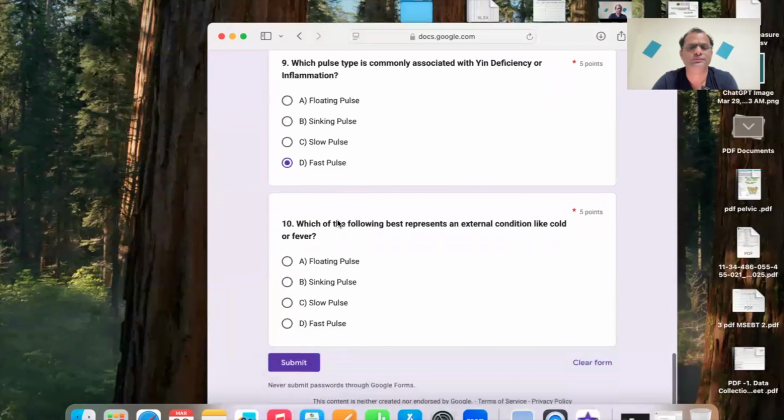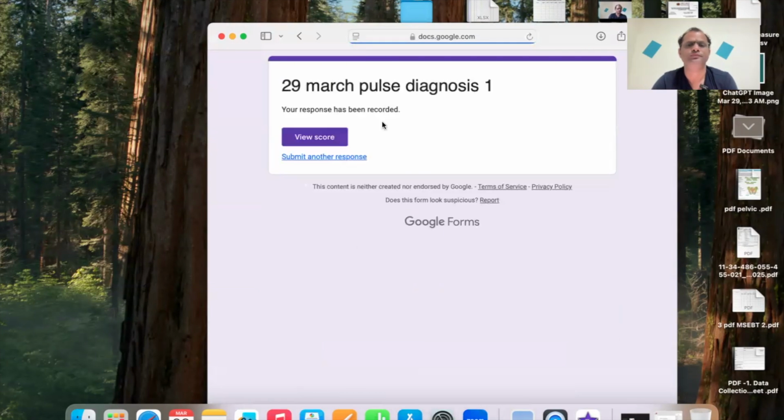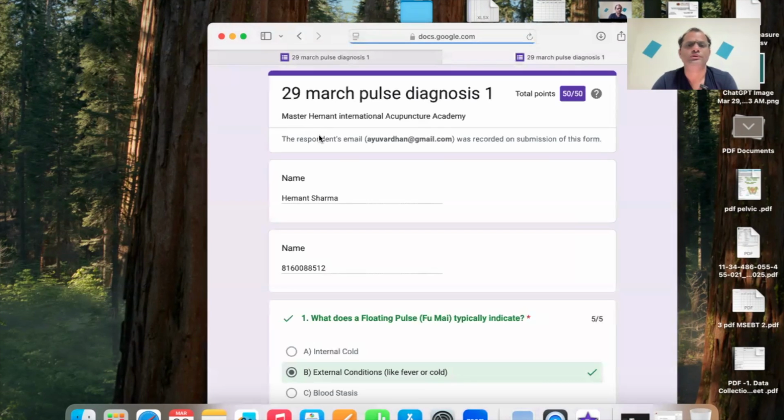Question number 10. Which of the following best represents an external condition like cold and fever? Floating pulse. Whenever we talk about an external condition like cold, fever, these are all floating pulse. Floating pulse means external condition. Let's submit it. Excellent, these answers were right.